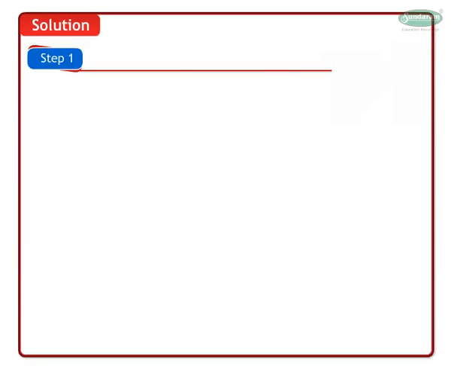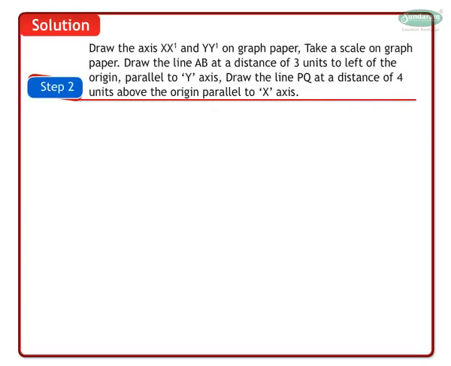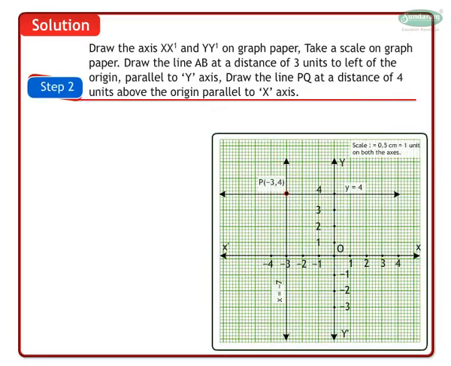Solution. Step 1. Since the lines are parallel, we can write the equation of line AB as x is equal to minus 3 since it is to the left of the y-axis. The equation of line PQ is y is equal to 4 since it is at a distance of 4 units above it.